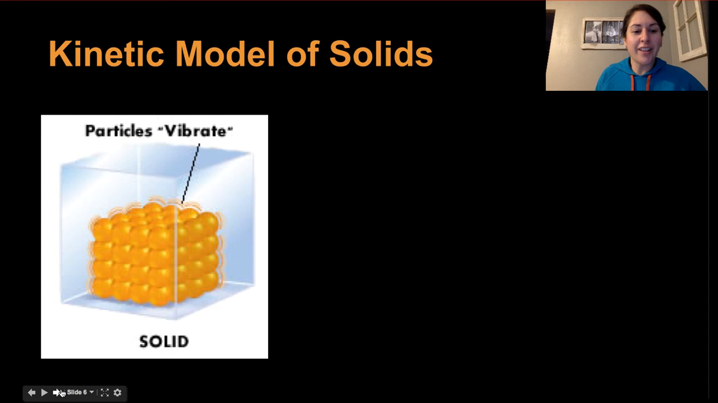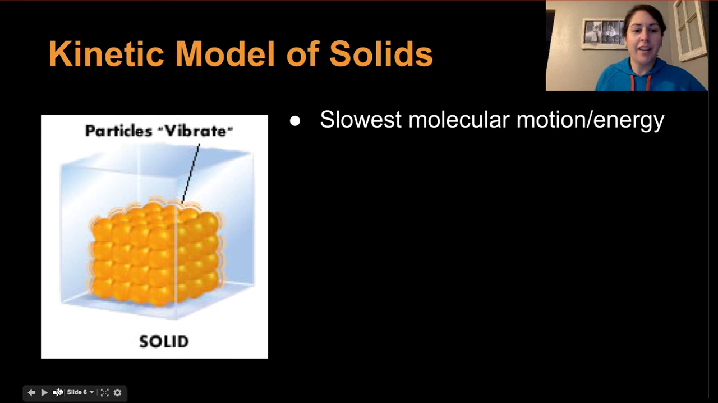So if we take a look at solids, we find that solids are really, really close together. And these guys, they kind of remind me of how my brother dances at a concert. He just kind of bobs his head back and forth and kind of moves just a little bit next to everybody. It always makes me kind of chuckle to watch him dance. So, or bob his head.